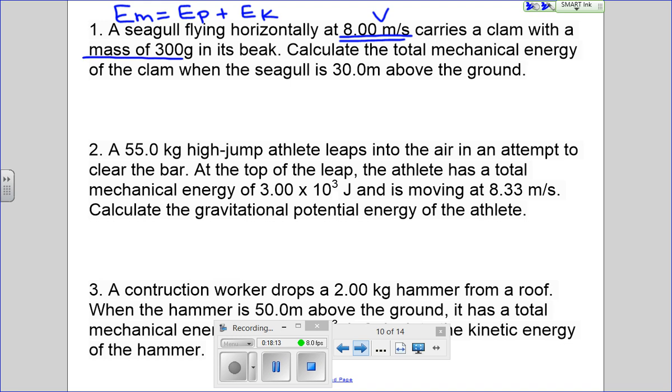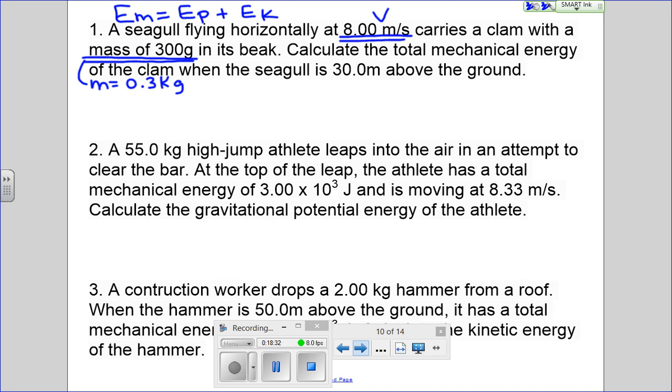I have a mass. So there's a bird flying with a clam in its mouth. That's the mass of the clam. I know mass needs to be in kilograms, so I'm going to switch that right away so that I'm using the correct value in my calculation.